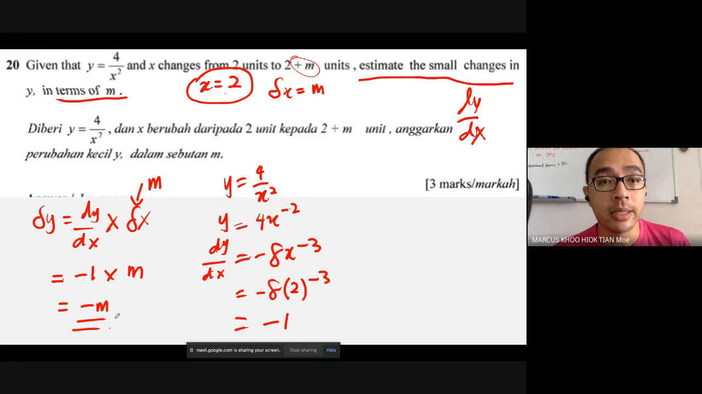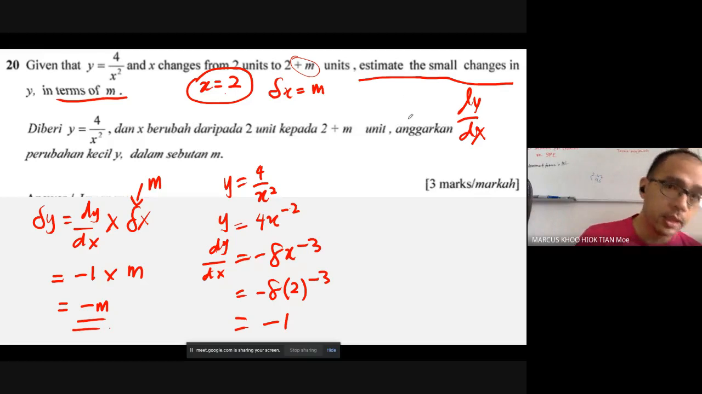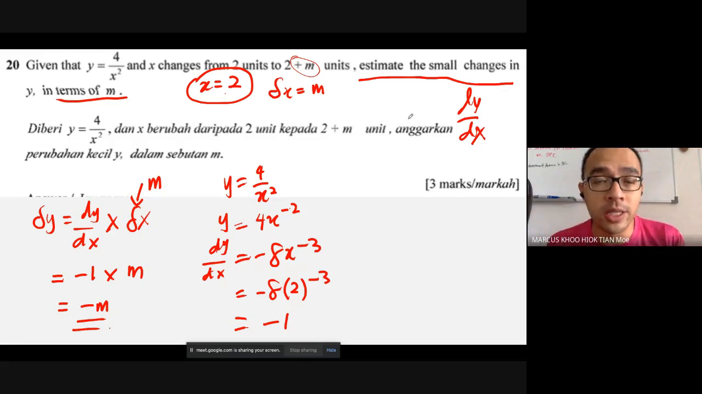Okay, the estimate the small changes. This is not really a normal question because usually they will give you a number, but the step is always the same. Find the small change in x first. It must be a value. In this case, it's not a value, it's a letter lah. Then secondly, you want to differentiate the original equation and substitute the x so that you can find the value of dy dx. Then you just kasih masuk dalam formula sahaja.